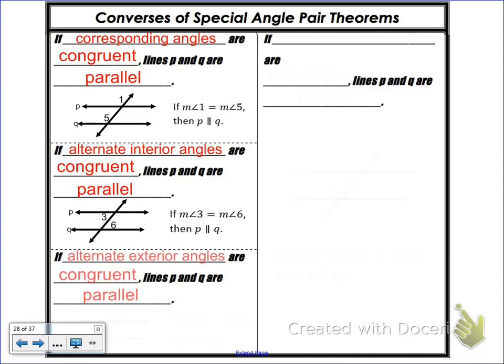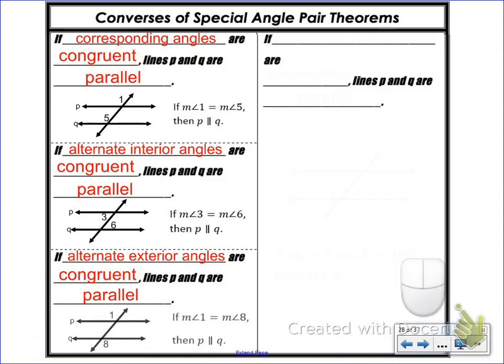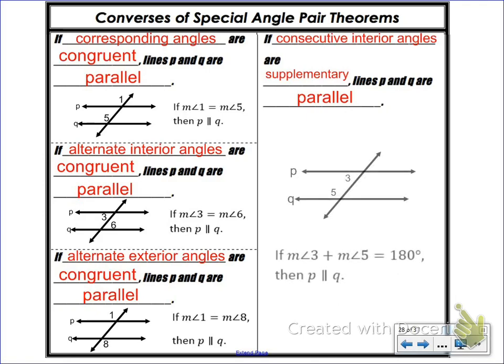If alternate exterior angles are congruent, then lines P and Q will be parallel. So in this particular example, if we have the measure of angle 1 equal to the measure of angle 8, meaning the angles 1 and 8 are congruent, being alternate exterior angles, then line P and Q will be parallel. And then finally, if consecutive interior angles are supplementary, then lines P and Q will be parallel as well. So again, if the measure of angle 3 plus the measure of angle 5 is equal to 180 degrees, then P and Q will be parallel.